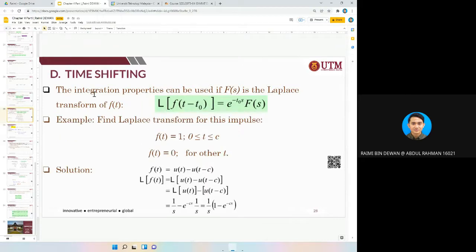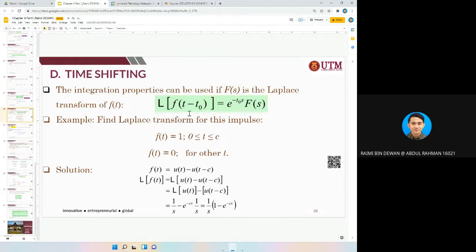Next we go to the time shifting operation. The integration properties can be used if F(s) is the Laplace transform of your f(t). So for example, the Laplace transform of a time domain signal which undergoes time shifting is equal to e to the negative t naught s times F(s).